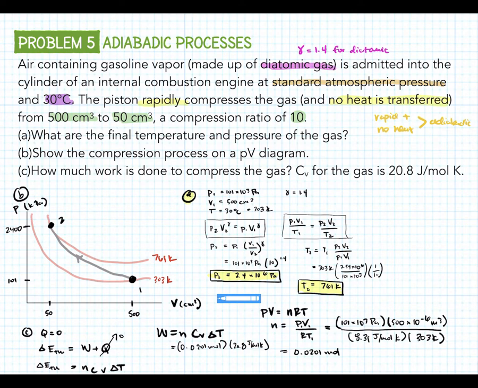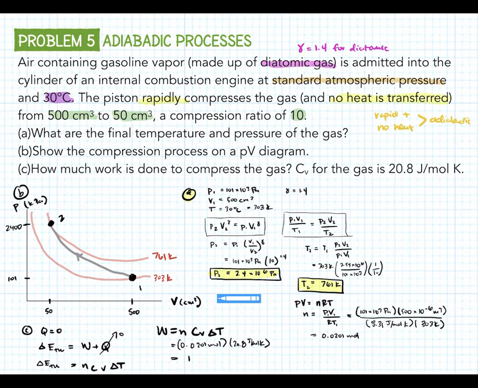Sorry, we're running out of space. Let me move this. T, that's going to be 761 minus 303 Kelvin. And so when you actually plug that in, that gives you 192 joules, which is the amount of work done to compress the gas.